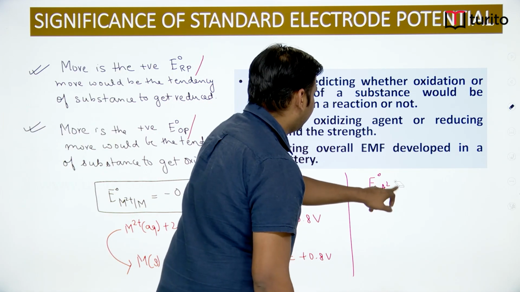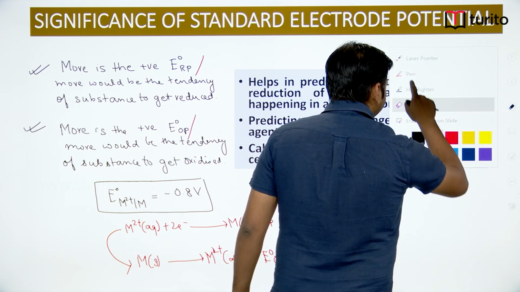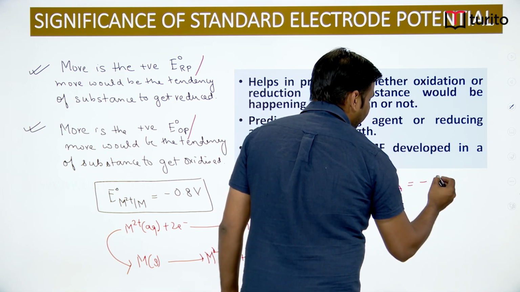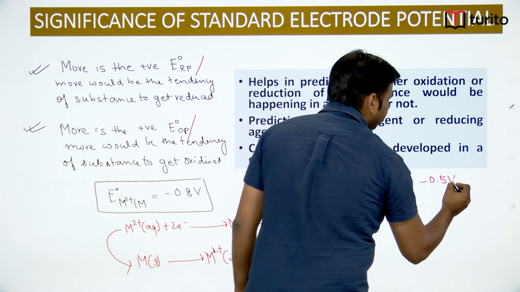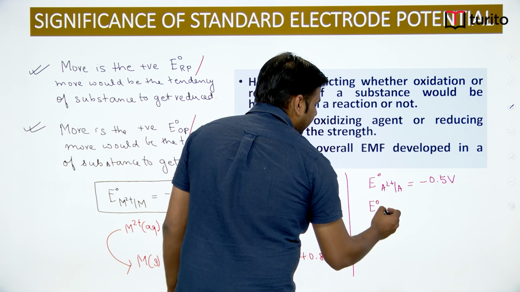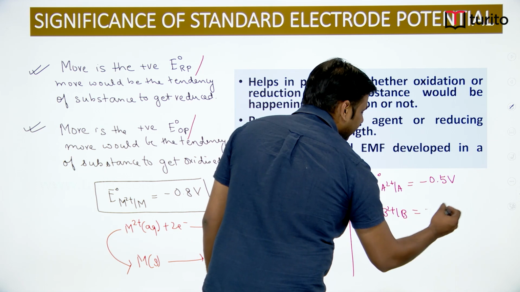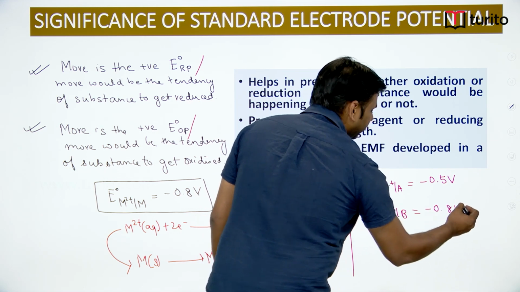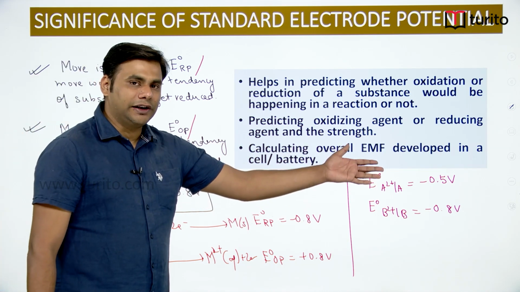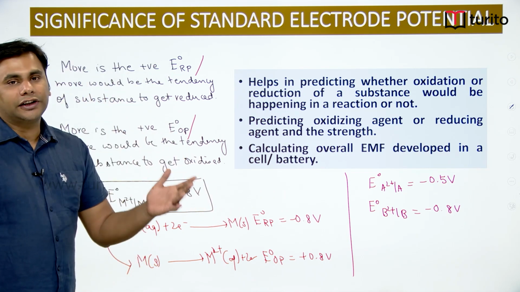Okay, suppose the standard reduction potential of the metal A2+ changing into A is, suppose, minus 0.5 volt. Okay, and say the reduction potential of B2+ to B is minus 0.8 volt. Now you can see that the reduction potential of A2+ changing into A is minus 0.5 and the reduction potential of B2+ changing into B is minus 0.8.